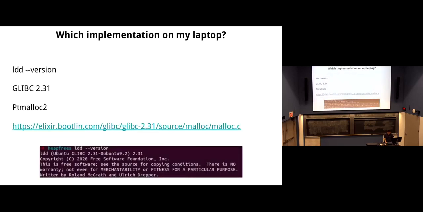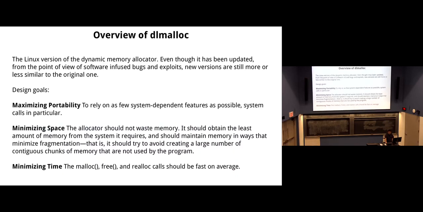For example, on my laptop, I use ldd to see the version and check what C library I'm using, and I find out I'm using ptmalloc2. We can go to the C library code, then you can check the source code of the malloc or the heap management. Today we'll talk about the overview of dlmalloc. Next week we'll go deeper. This is the version Linux is using. ptmalloc, like I said, is very similar to this one.